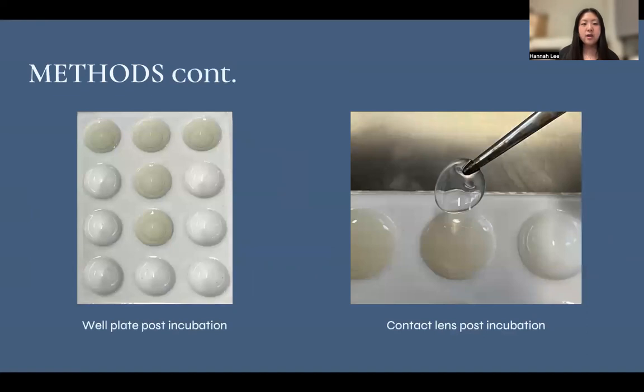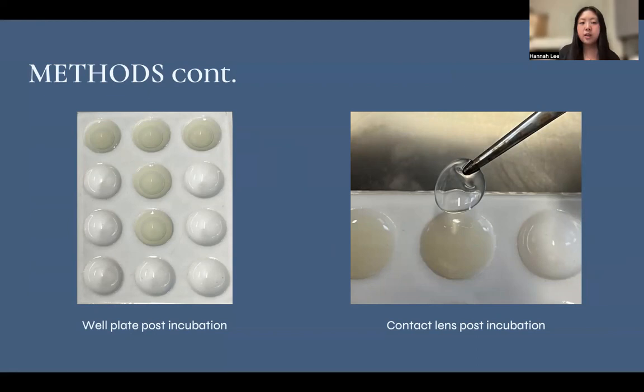On the leftmost picture is the actual well plate that I used. You can see that there are contact lenses as well as the cell dilution I used. And on the right is a picture of the contact lens post incubation. You can see the turbidity on the contact lens compared to a sterile contact lens, which would be completely clear.